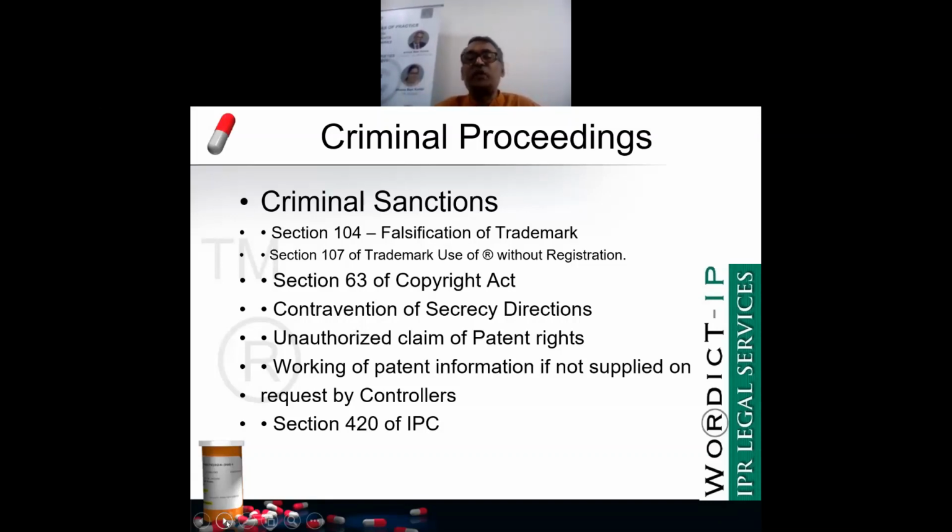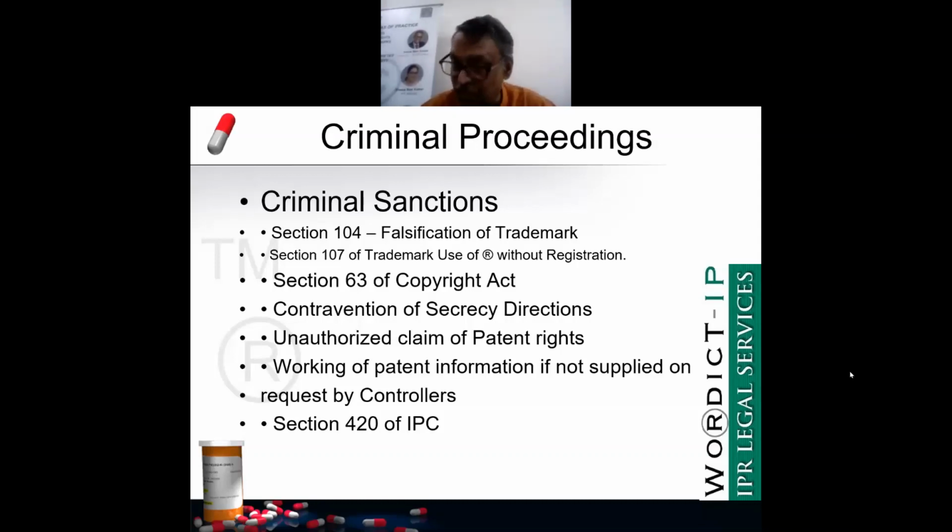Then section 63 of the Copyright Act. Criminal proceedings are also spoken of under the Patents Act, for contravention of secrecy directions. Once an application is filed under the patent, if the controller feels that your invention relates to defense, then he can give you a direction saying, look, you will not reveal it to someone, and these are called secrecy directions. If you contravene them, then criminal proceedings can be initiated against you.